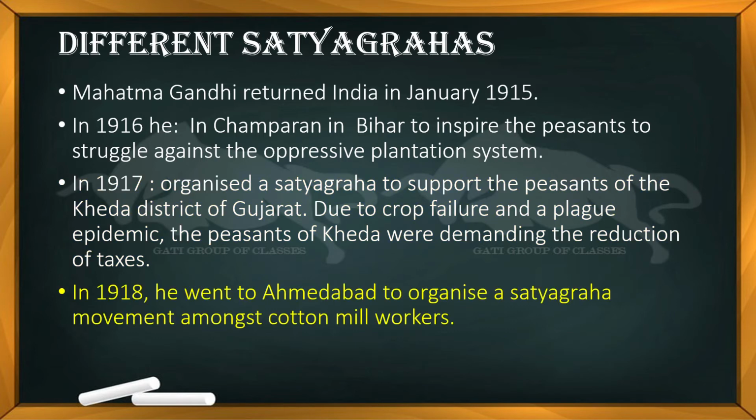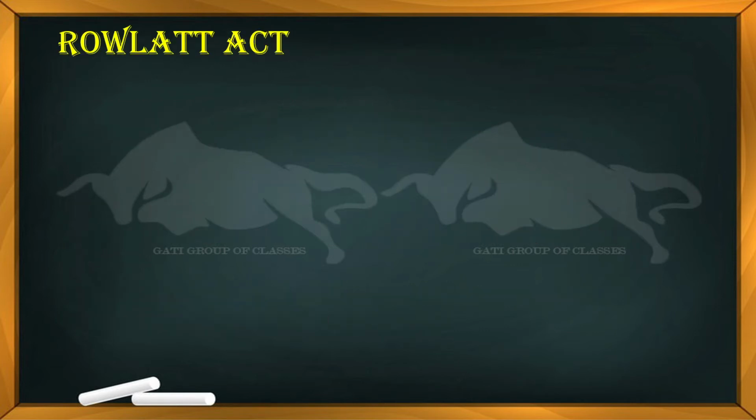So now the next thing is 1918. He went to Ahmedabad and he organized a satyagraha in favor of the mill workers because they were not getting the exact amount of wages that they should, and they were working over there like begar, like work without money. So the next thing is about the ROWLATT Act.